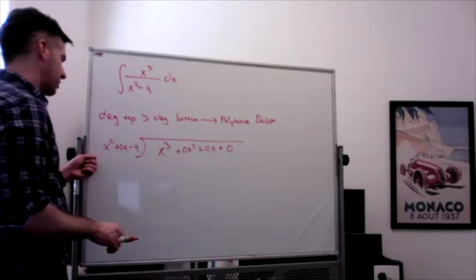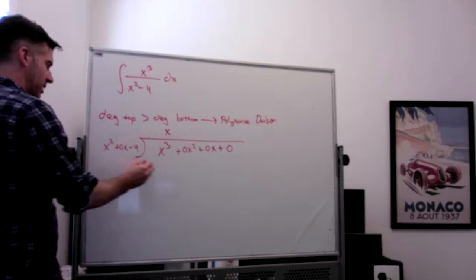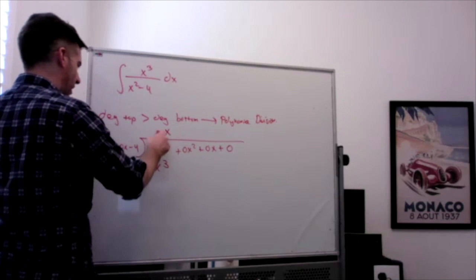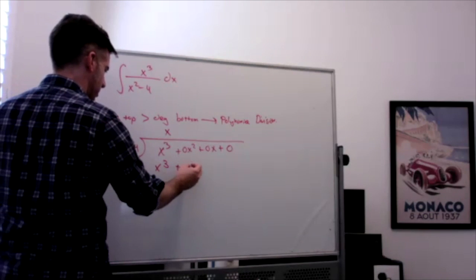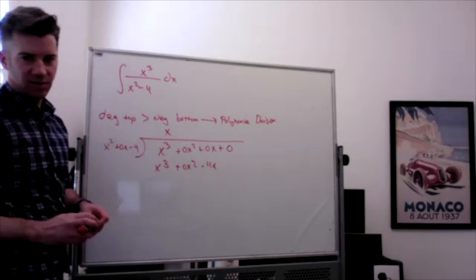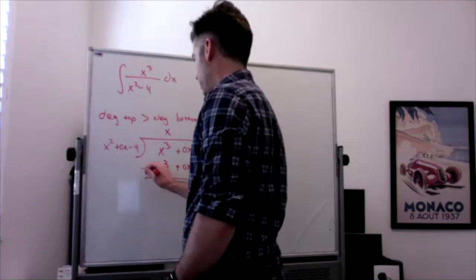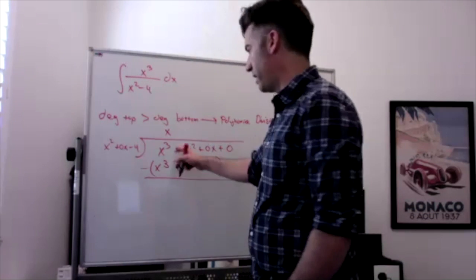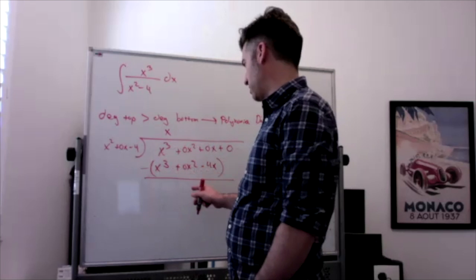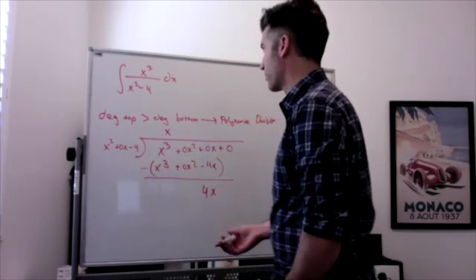So you multiply by x squared to get the x cubed, you multiply it by x. X times x squared is x cubed. X times 0x is 0x squared. X times minus 4 is minus 4x. Actually, this problem turns out to be a little bit too easy. So we subtract: x cubed minus x cubed is 0. 0x minus minus 4x is 4x.